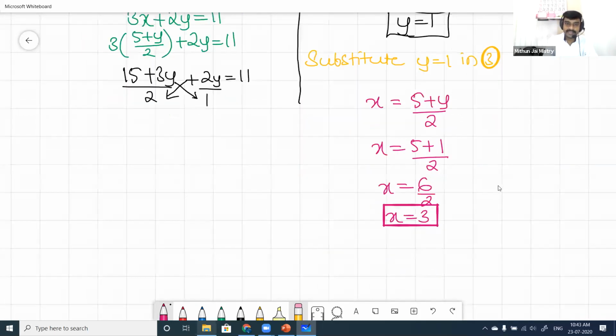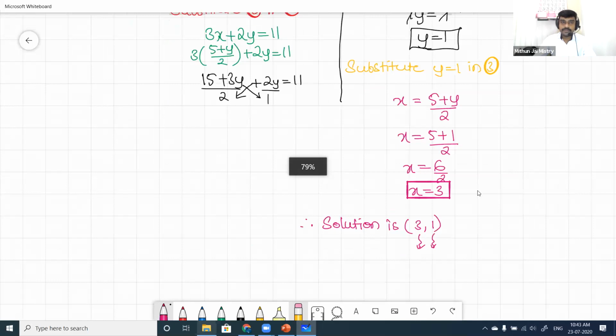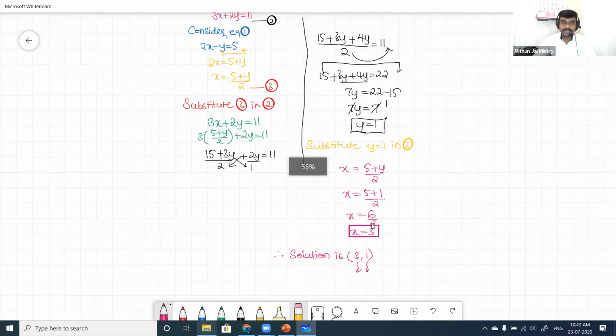So at last you can write, therefore, the solution is 3, 1. The question is solved. Now, what do you mean by solve? Solve means find the solution. The solution is 3, 1. So this is x and this is y. x is 3 and y is 1. I hope everybody understood the substitution method.